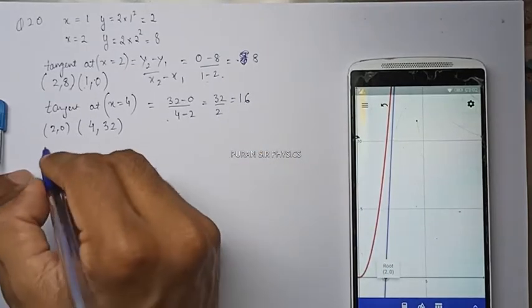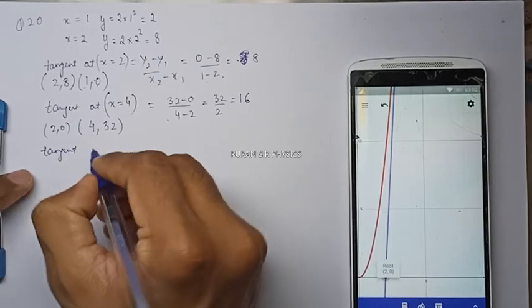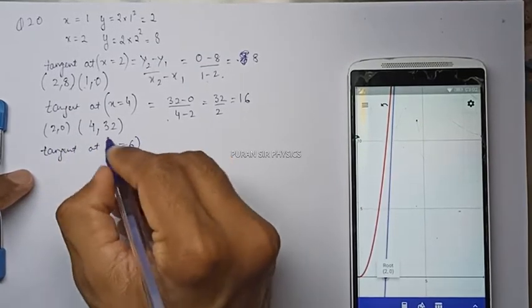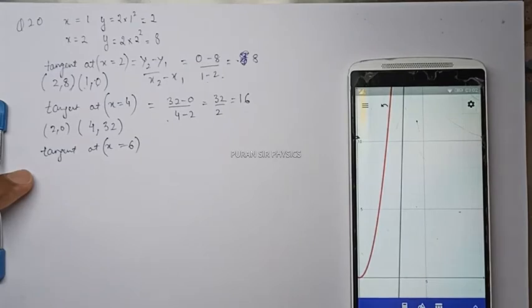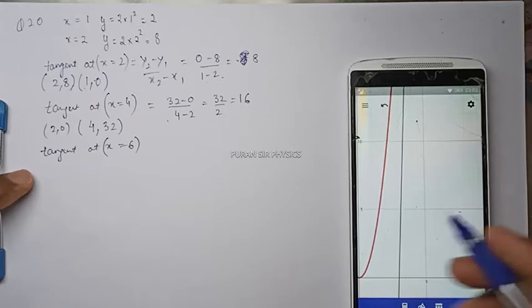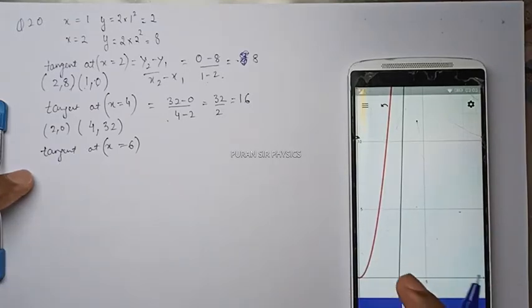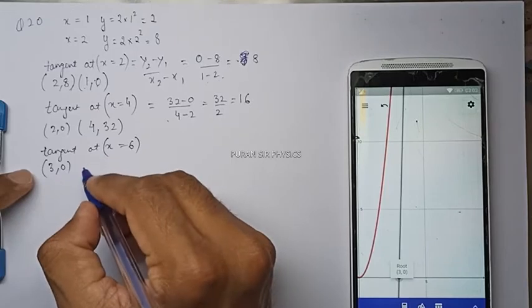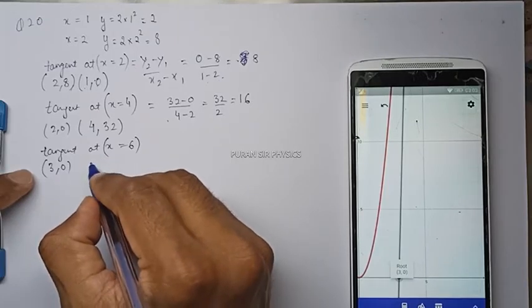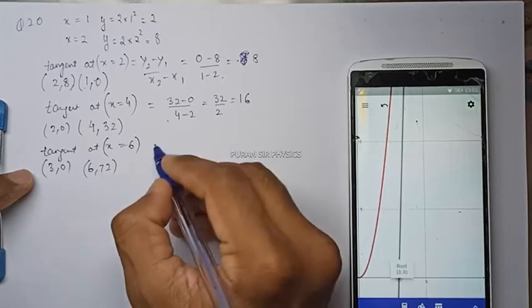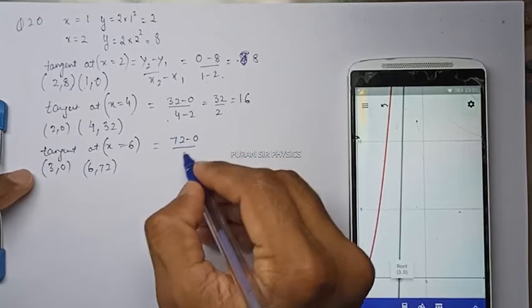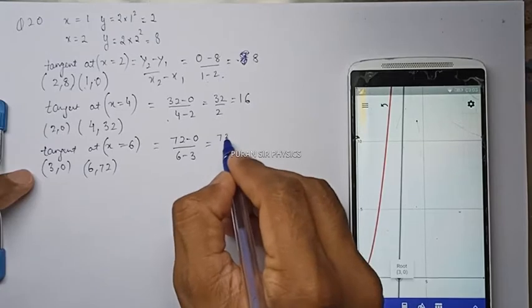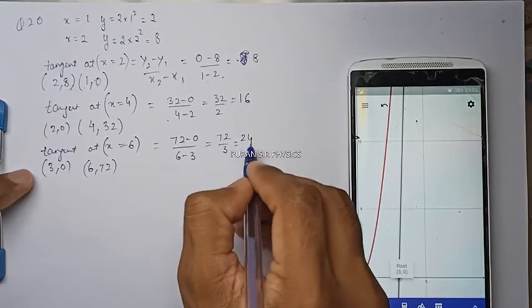Okay, so if we draw a tangent at x equals to 6, so this tangent which is at 6,72 and the x-intercept will be 3,0. So this tangent passes through 3,0 and your 6,72. So from here we can calculate 72 minus 0 upon 6 minus 3. So it comes out to be 72 upon 3, that is 24.